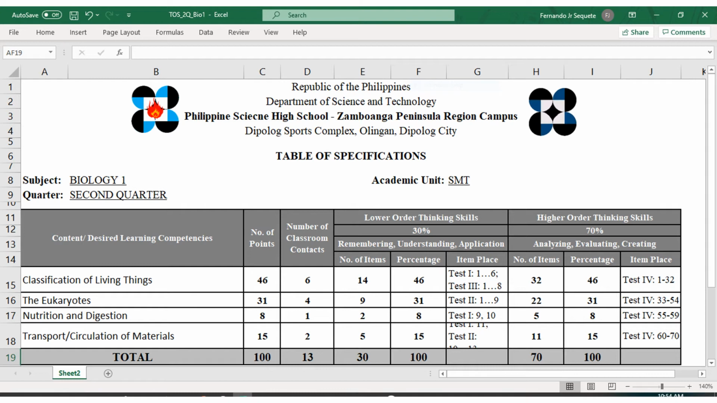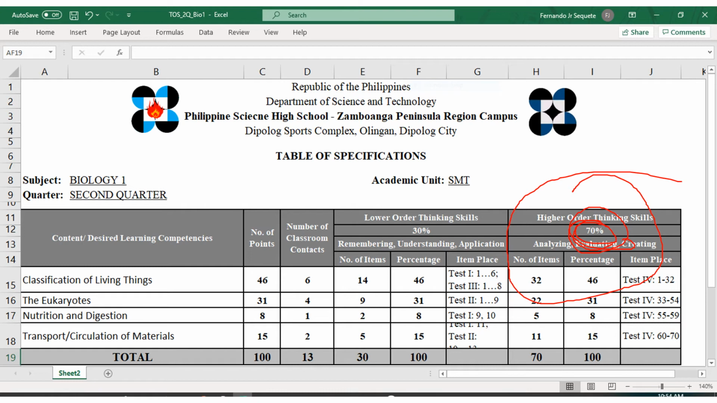If you look at the students in PhilSci, it is really required that when we construct test items, our test items should have more, about 70%, higher order thinking skills. Even if you are in grade 7, you will encounter exams with many higher order thinking skills. Because, of course, the main reason why they established the Philippine Science High School is to produce scientists and mathematicians in the future. And that is very understandable.